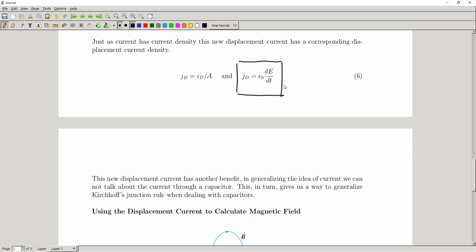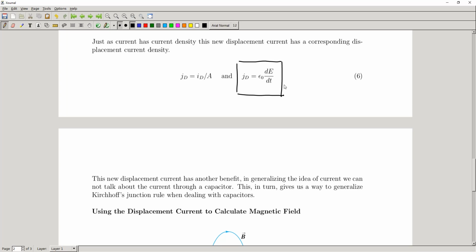Okay, so before I move on to the example, let's just quickly note that we've built this idea of displacement current to help us rescue Ampere's law. But in addition to that, it gives us a more generalized idea of what a current can be. So now we have this idea of a current that can flow through a capacitor, and it's going to give us a way to understand Kirchhoff's junction rule in a more general sense.